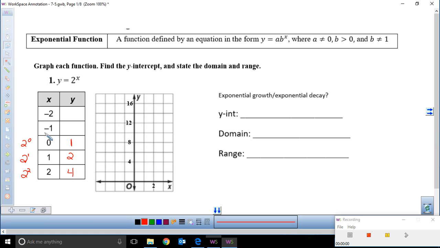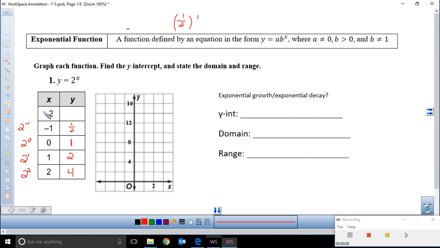Now I'm going to handle my negative exponent, so I'm going to substitute -1 in for x, and I'm going to get 2 to the negative first. Now remember, I don't like negative exponents, so I need to reciprocate that base, and that's going to give me 1 over 2 to the positive first power, and (1/2) to the positive first power is just 1/2.